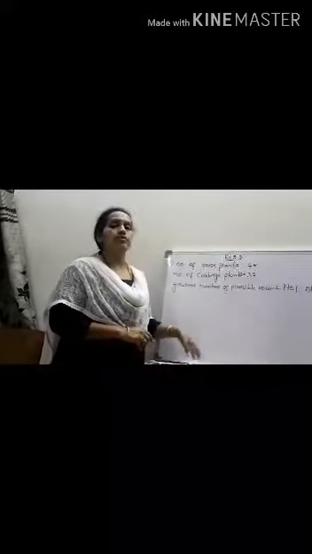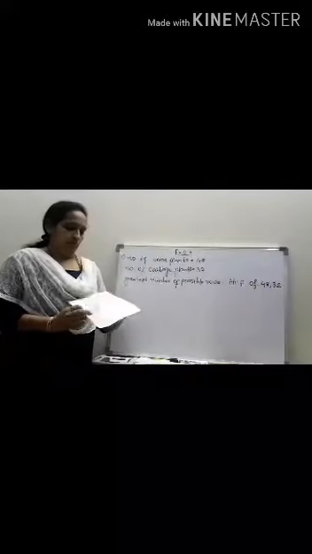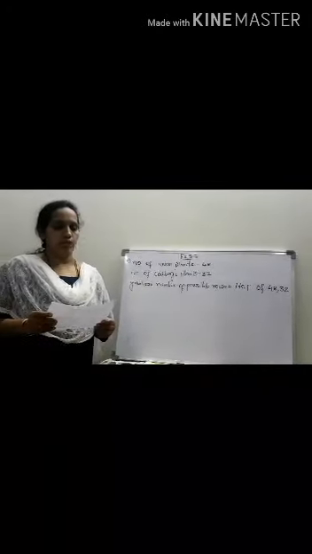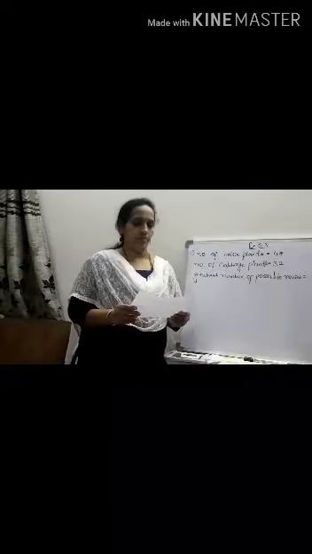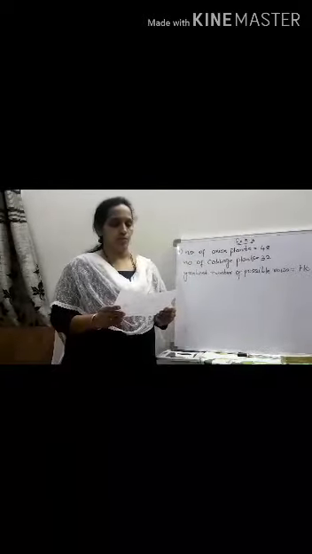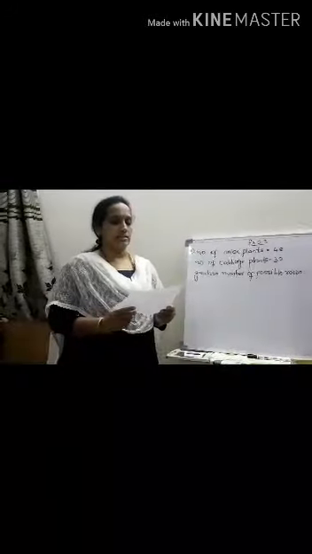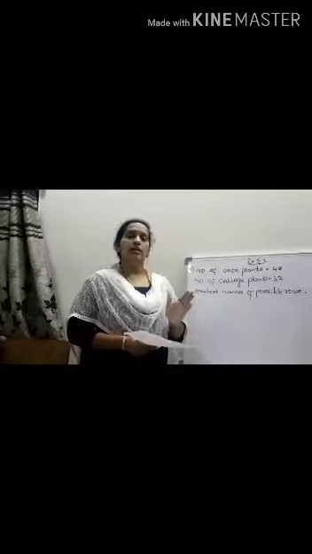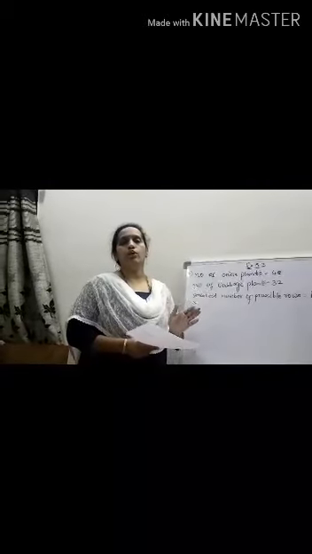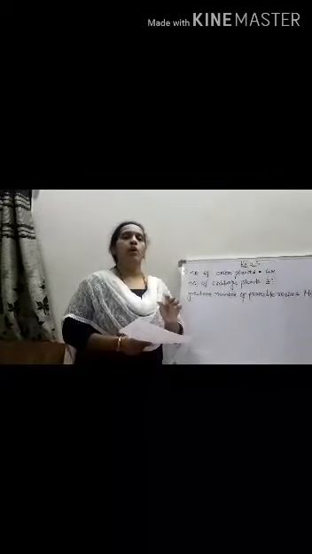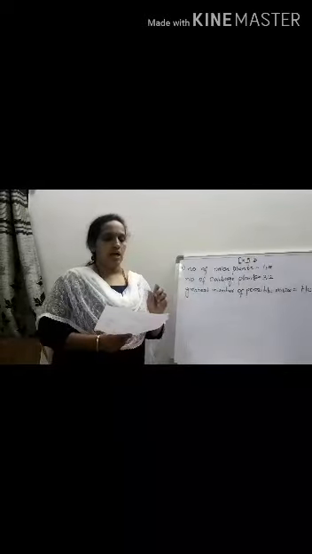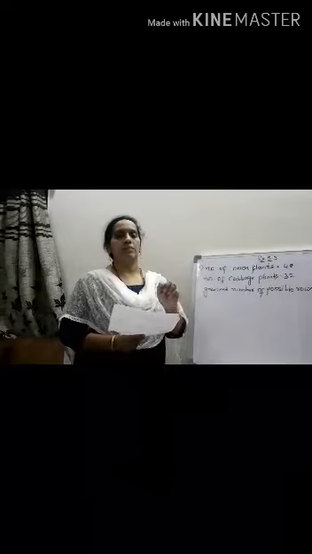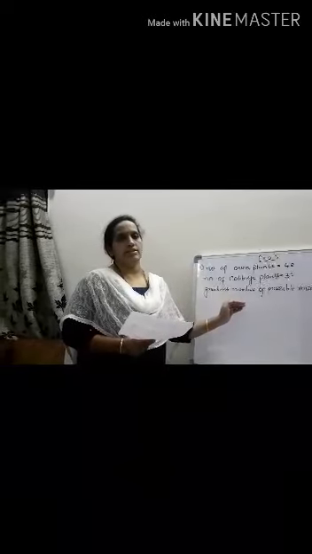Exercise 5.3, first sum. Vikram wants to plant 48 onion plants and 32 cabbage plants in his vegetable garden. What is the greatest number of rows possible if each row has the same number of onion plants and the same number of cabbage plants? Children, here it is not mentioned anywhere that you need to find out the HCF. The only keyword for HCF is "the greatest number". So whenever the greatest number is asked, you need to go with the HCF.